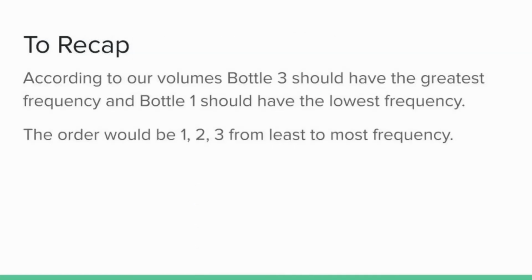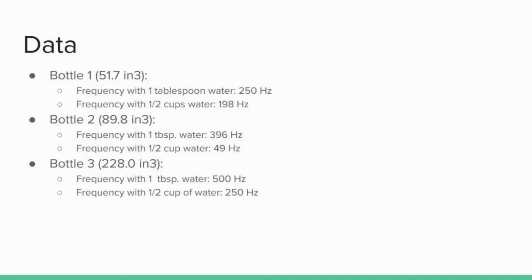To recap, according to our volumes, Bottle 3 should have the greatest frequency and Bottle 1 should have the lowest. The order from least to most being 1, 2, and then 3. And with this experiment and plan, we got some really good results. On the screen, you'll be able to see our data laid out.